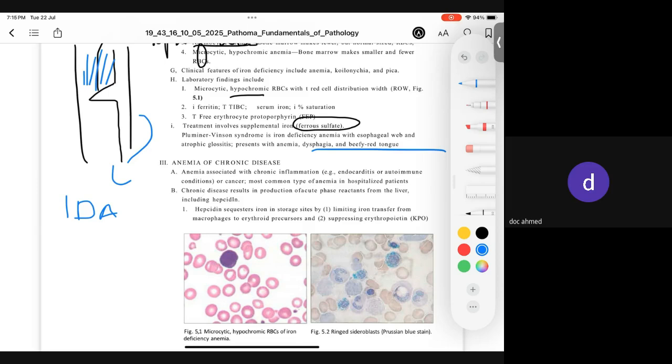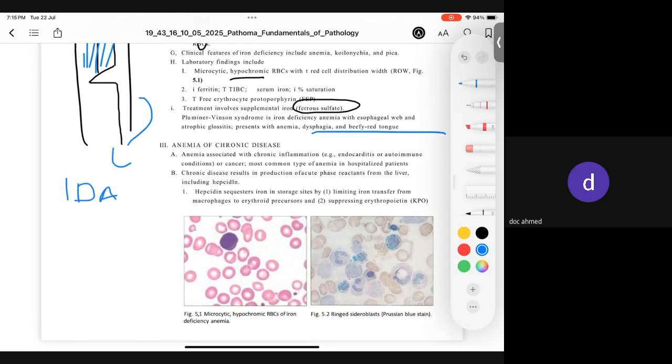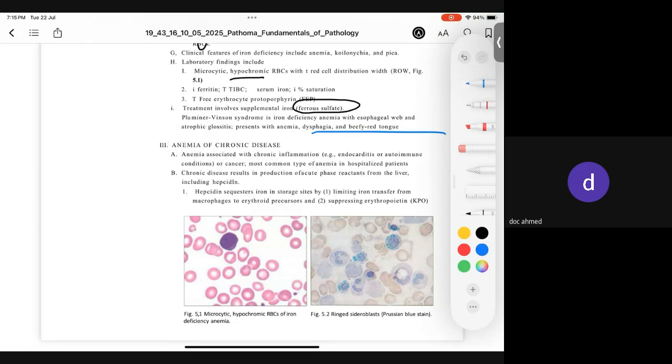Yes. Perfect. So let's discuss our next topic, that is anemia of chronic disease. It's really simple, right? Really simple. But before getting into anemia of chronic disease, let me just tell you one thing, right?